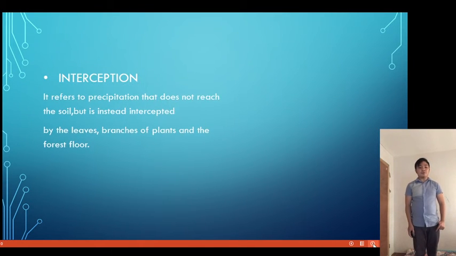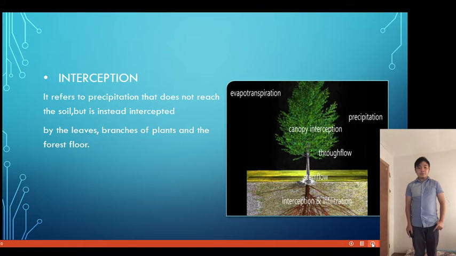What is interception? It refers to precipitation that does not reach the soil, but is instead intercepted by the leaves and branches of the plants and the forest floor. In this picture, you can see the canopy interception and the forest floor or litter layer. Interception is the process of interrupting the movement of water in the chain of transportation events leading to the streams.